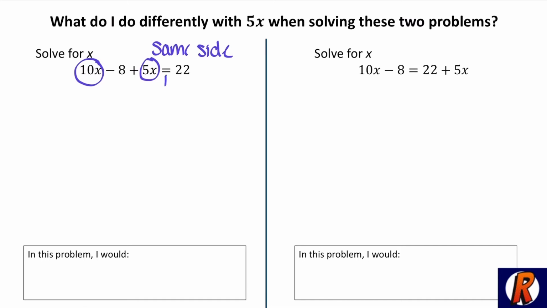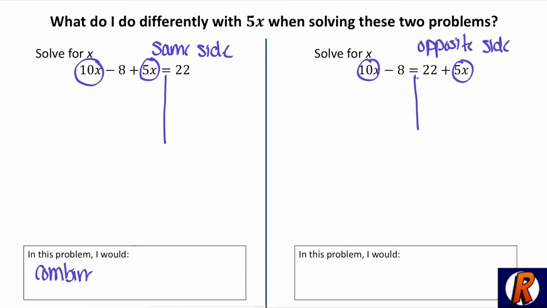Think about the equal sign like being a fence. On the right side, we have 10x and 5x on opposite sides of the fence. When they're on the same side, I'm going to combine like terms. When I combine like terms, I don't change the sign. This is very important. So I'm just going to put it together like 10x plus 5x, and that's going to be 15x minus 8 equals 22.